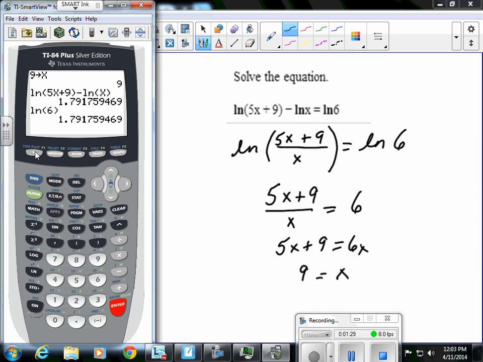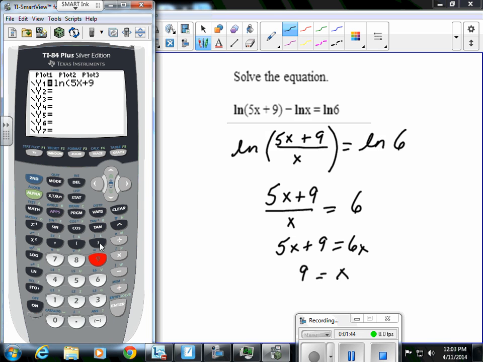Another way to check your solutions is by use of your grapher. On y1, I'm going to enter the natural log of 5x plus 9, close that parenthesis, minus the natural log of x, close that parenthesis. That again is the left-hand side. I'll go down to y2 and enter the right-hand side, the natural log of 6, and close that parenthesis. I'm going to go ahead and check.